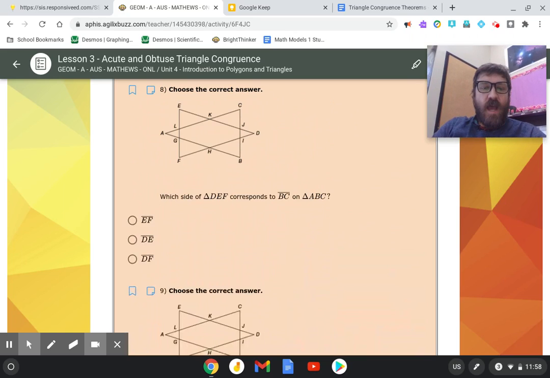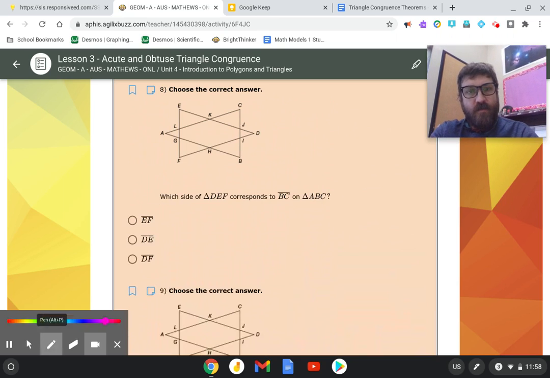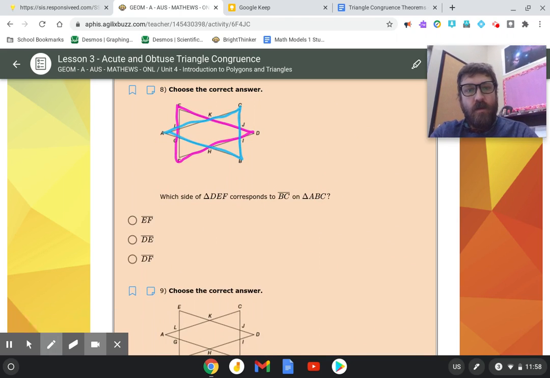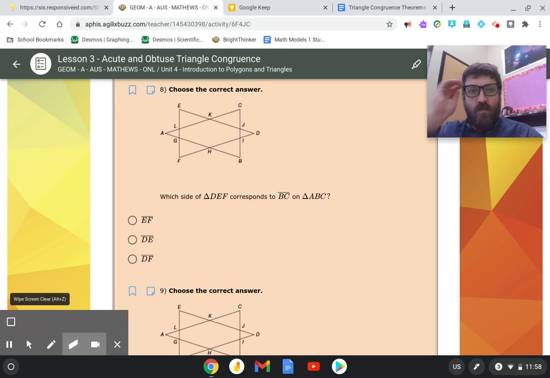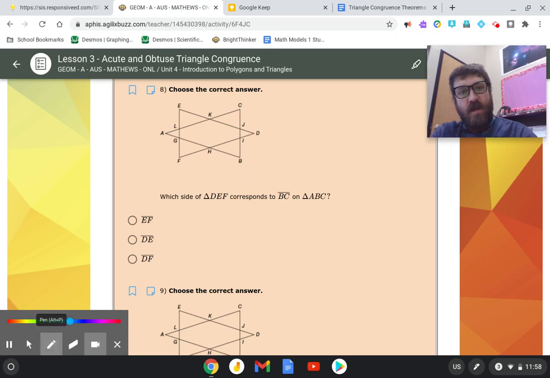So it says which side of DEF corresponds to BC on ABC. So we have triangle DEF and we have triangle ABC, and they want to know BC goes with what side on triangle DEF. And so you need to use what we talked about. So find what part goes with it. I'll kind of actually do this one for you. So really, if you were to cut triangle DEF out, which side goes with BC?